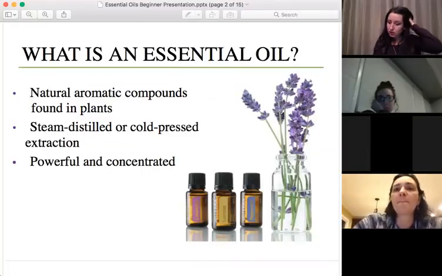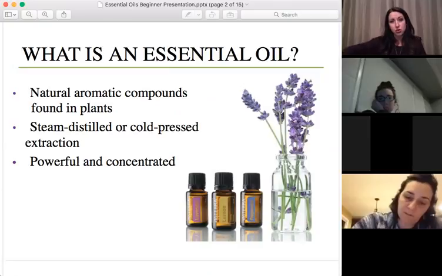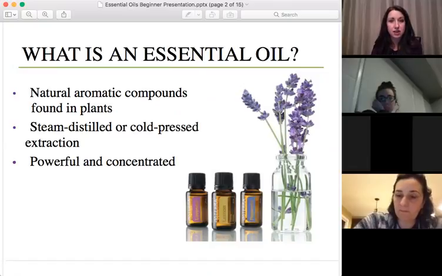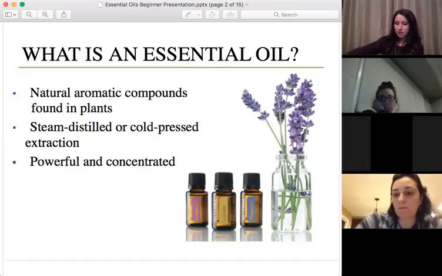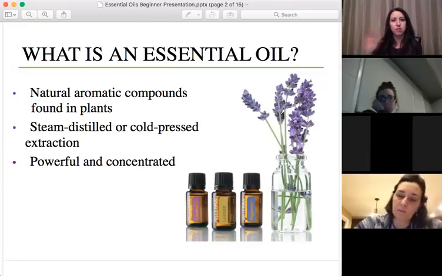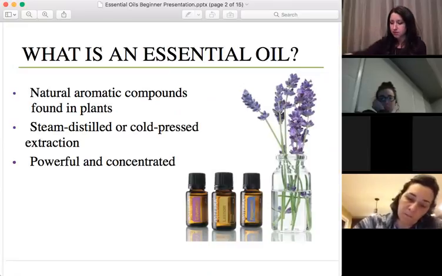And really, when you're looking to start to make a change in your overall health routine, you have to be conscious of what you're putting on your body as well. Considering that your skin is your largest organ, everything that you put on your skin goes directly into your bloodstream and affects your overall health and well-being. So just kind of keep that in mind.